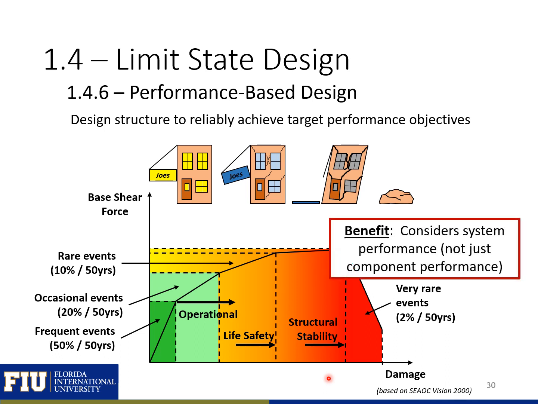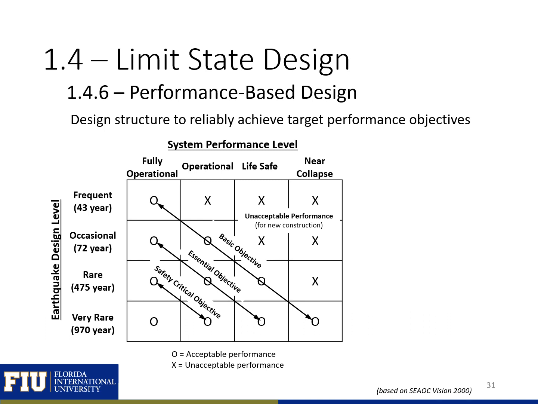So in performance-based design, we're considering the system performance and not just the component performance. Here's another way of looking at our performance objectives. We can say we want a fully operational building under frequent events, and maybe we want an operational building under occasional events, and a life-safe building under rare events, and a near collapse building under very rare events. So this would be a basic performance level objective.